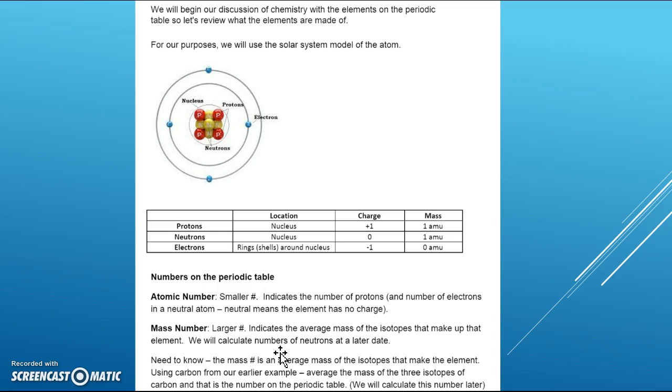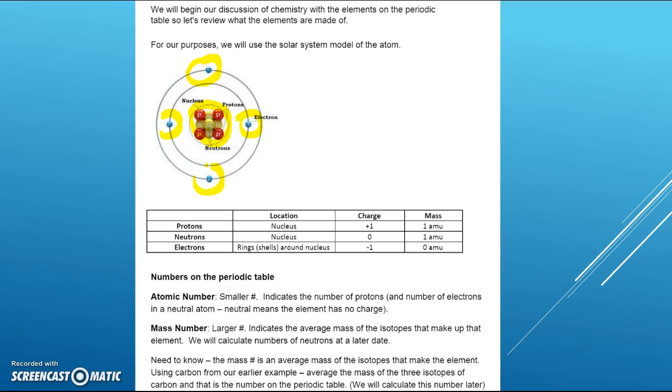Alright, so we are going to talk about what the differences are between protons, neutrons, and electrons. For our purpose, we're going to use the solar system model of the atom, which you might have seen before. It is this one that is defined here. So essentially, we have the nucleus in the middle here, and there are protons and neutrons in the nucleus, whereas the electrons are kind of on these outer rings here. This is probably the model that you've seen before.